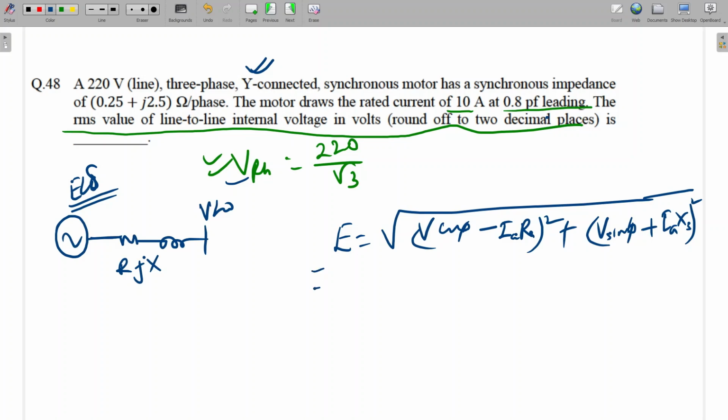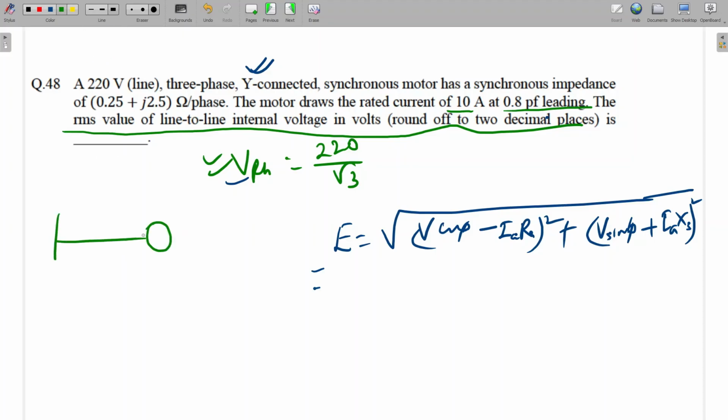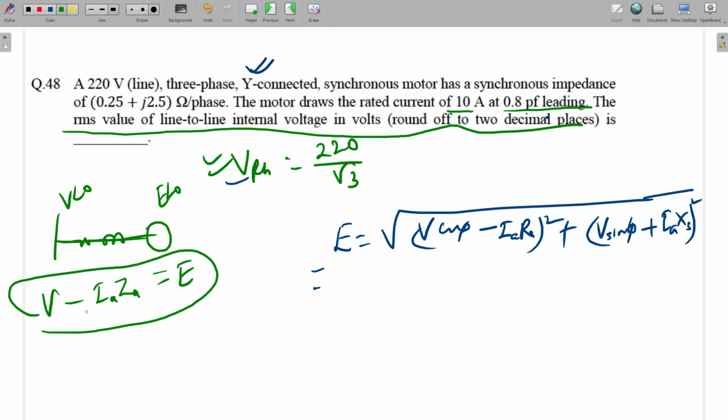Sir, I have one doubt. Can you write E equal to V plus IA into R plus jX? Yes, this is a motor, so it will be reverse. V minus IA ZS should be equal to E. With the help of this formula, V is equal to E plus IA into ZS. Like this also we can write.